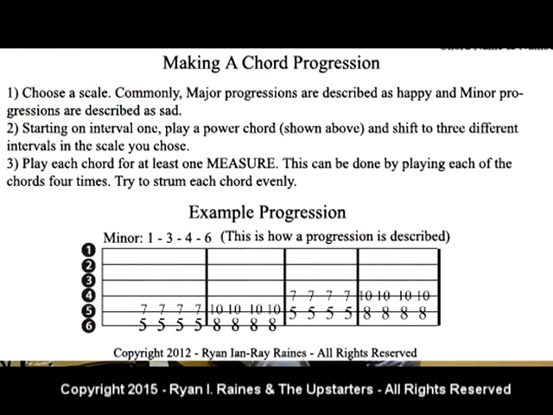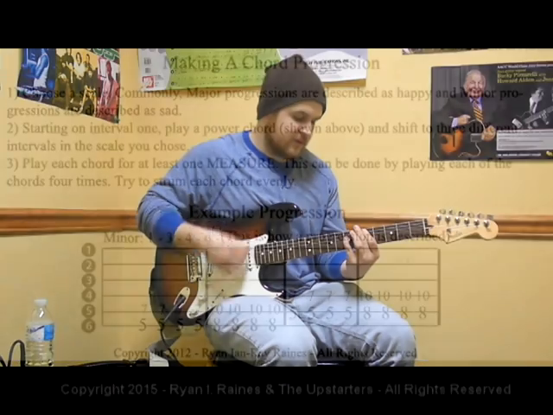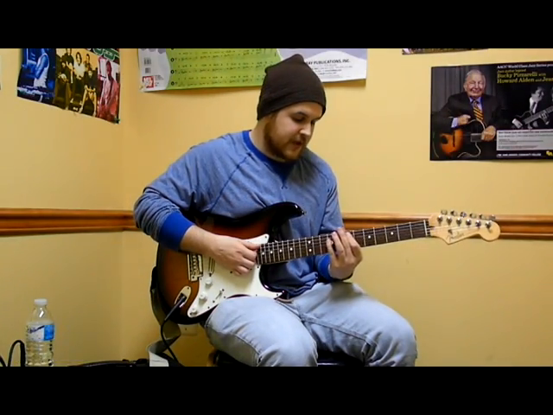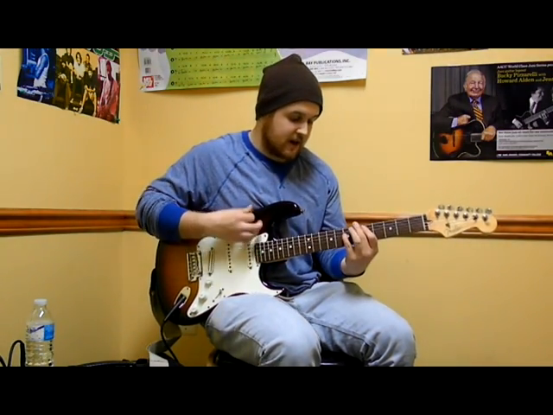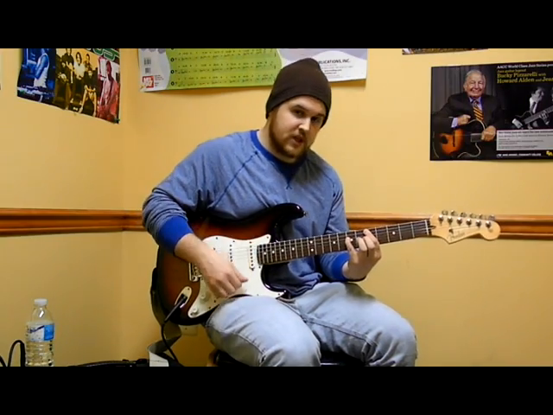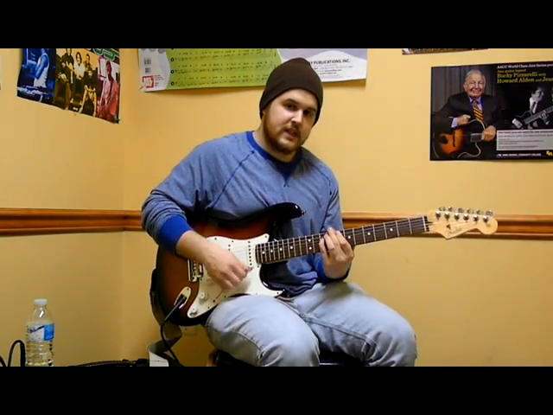The third step to making your chord progression would be to play each chord for 1 measure. And the simplest way to explain doing that for right now is that you're going to play each chord 4 even times. 2, 3, 4. Switch. 2, 3, 4. Make those switches even. Don't let yourself play too fast so that you're fumbling around to get to your chord. Make sure that they're just as even as anything else.